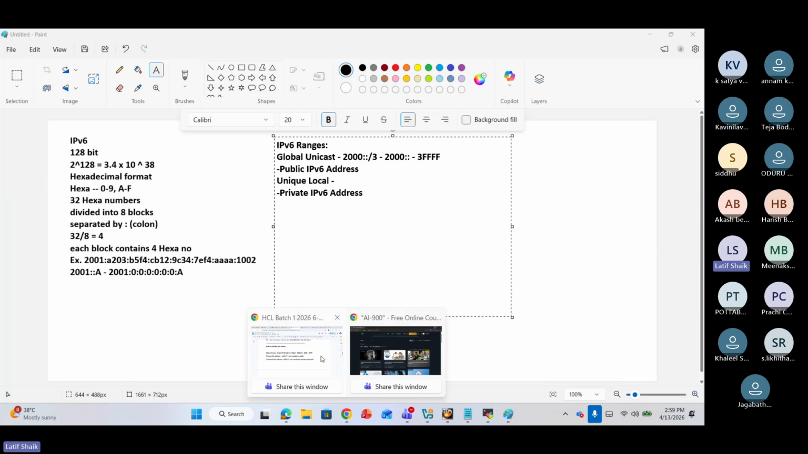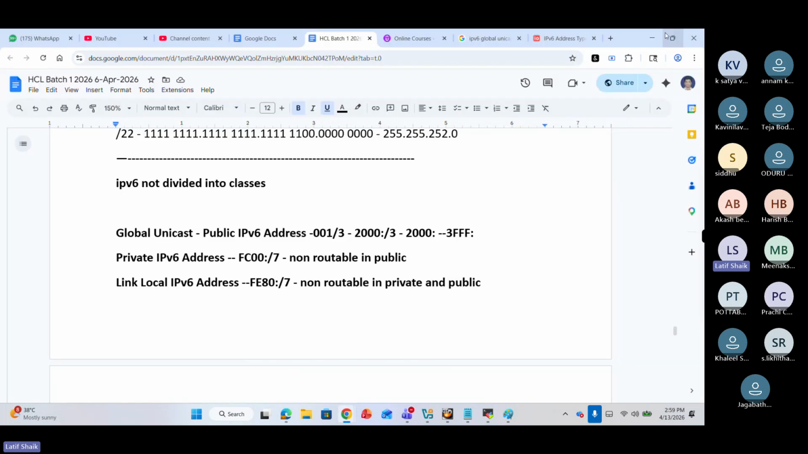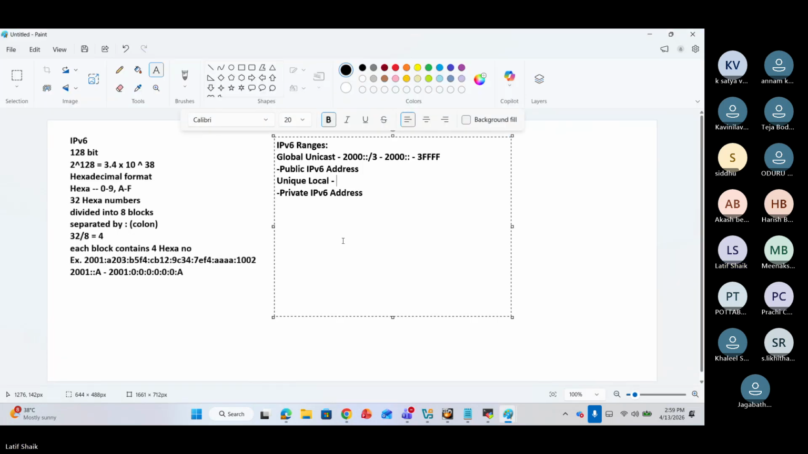The range is FC00::/7. The 7 means the first 7 bits are reserved for this entire unique local range. Of course, the last 64 bits are for the host only. Okay, so that's it. Which is non-routable in public.